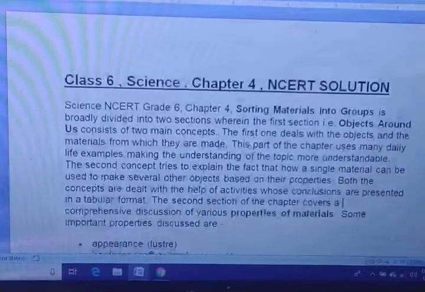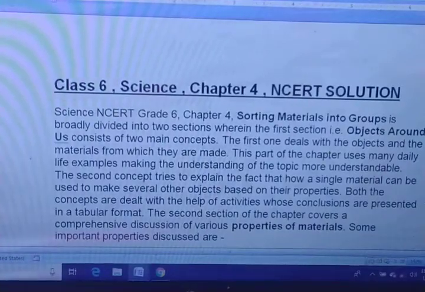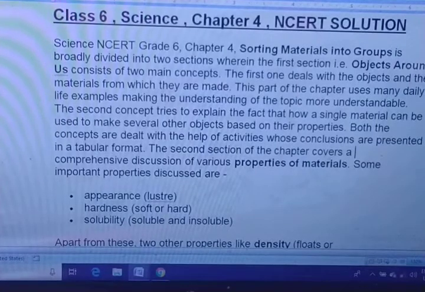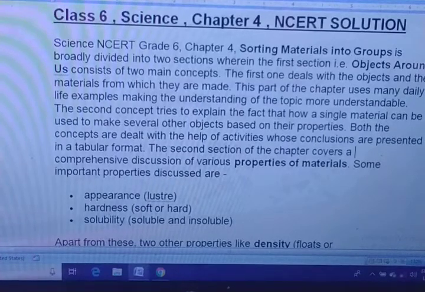The second, you can see here as it is written, the second concept tries to explain how a single material can be used to make several other objects based on their properties. Both of the concepts are dealt with the help of activities. Those conclusions are presented in a tabular form.